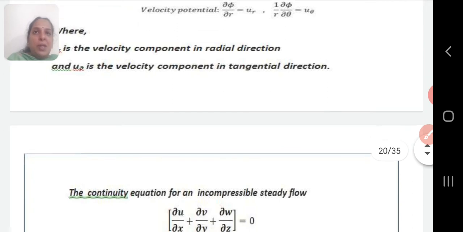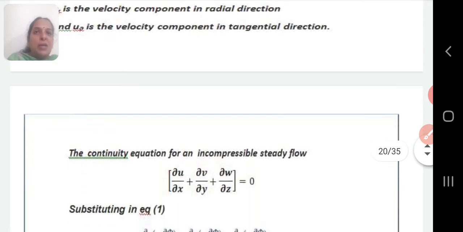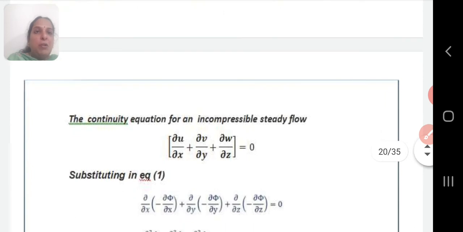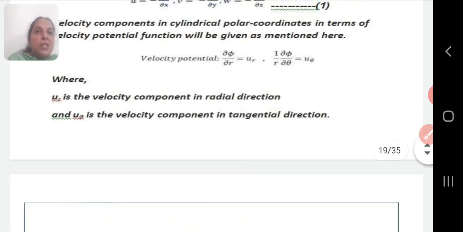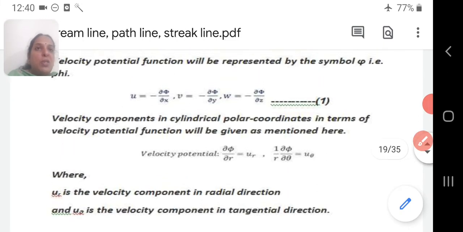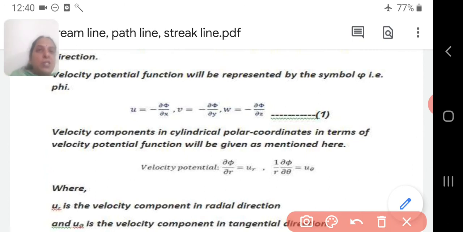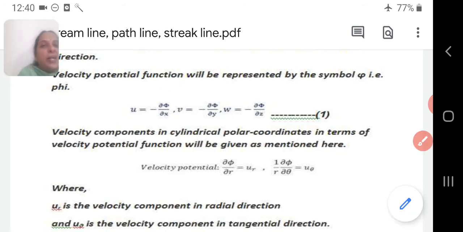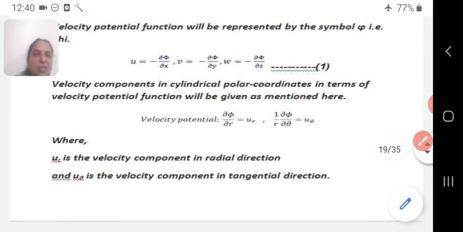Now we know the continuity equation. Already we have seen the continuity equation for an incompressible steady flow. For 3-dimensional flow, it is ∂u/∂x plus ∂v/∂y plus ∂w/∂z equal to 0. In this equation you have u, v, w. Instead of u, v, w, you substitute these values, that is u is equal to minus ∂π/∂x, v is equal to minus ∂π/∂y, and w is equal to minus ∂π/∂z. That is your velocity potential function.